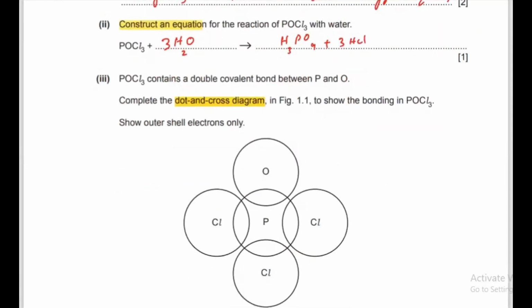Then the next part is regarding the dot and cross diagram. Oxygen, we know that it has 6 electrons in its outermost shell.